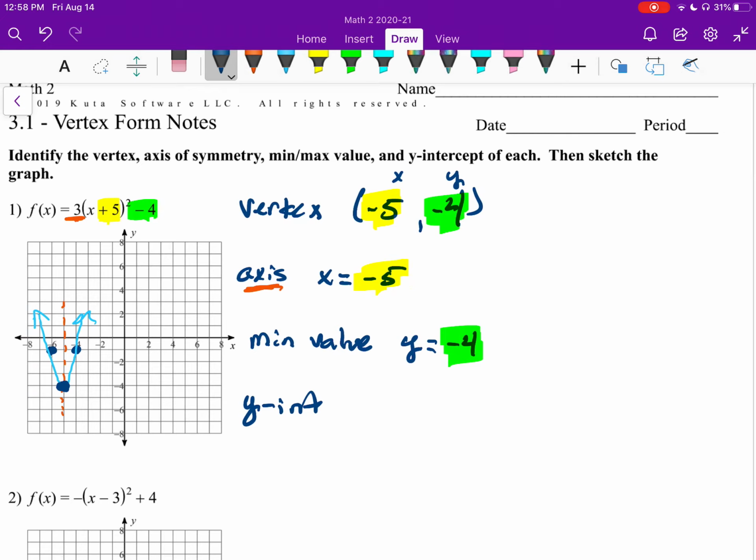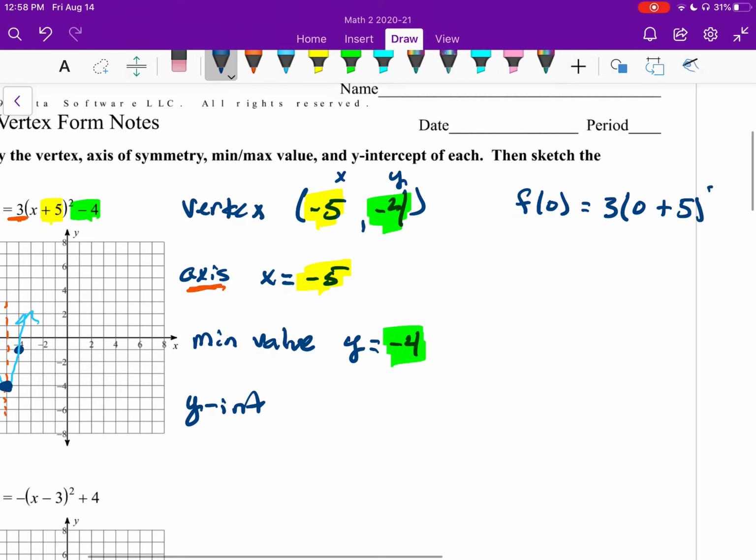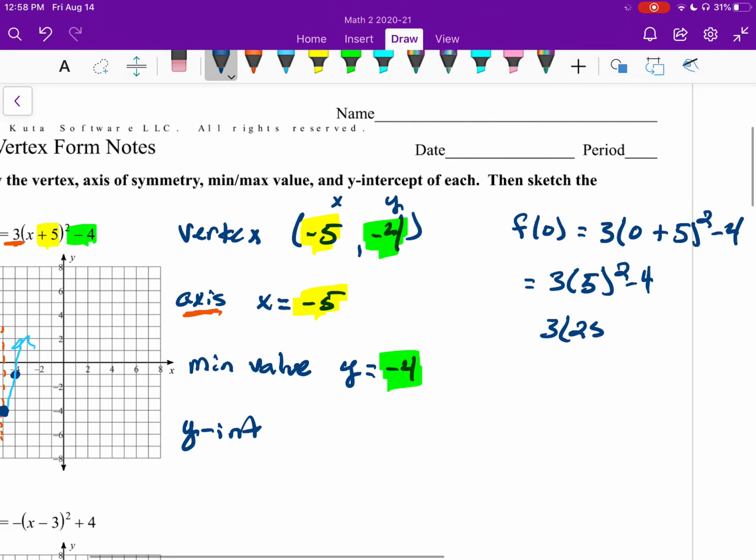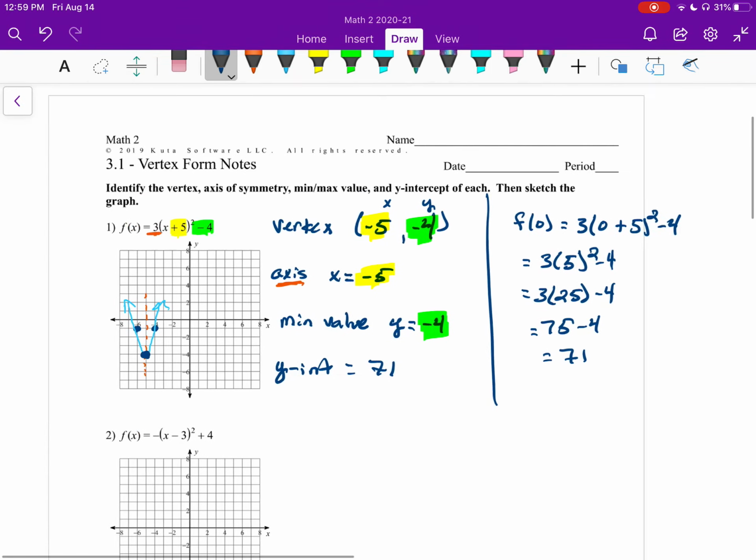So for here, I'm going to say f of 0 equals 3 times (0 plus 5) squared minus 4. This is the same thing as 3 times 5 squared minus 4, which is the same thing as 3 times 25 minus 4, 75 minus 4, and 71. So my y-intercept is 71. All right, number 1.